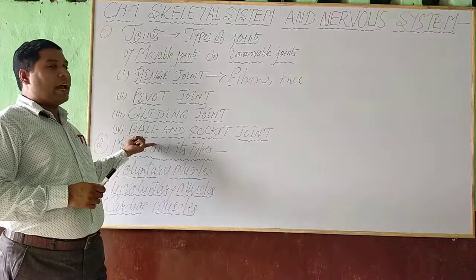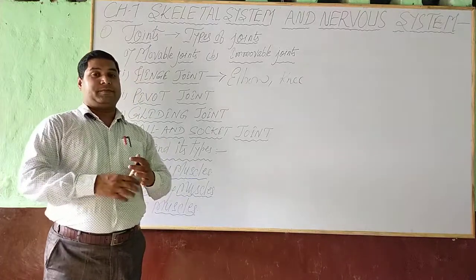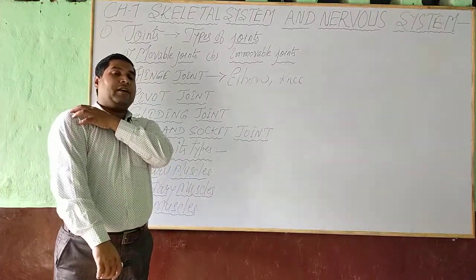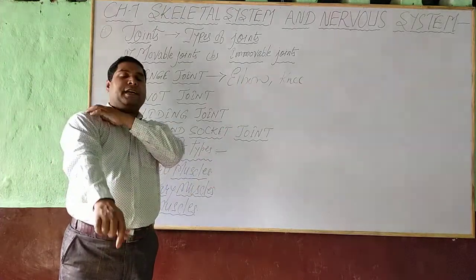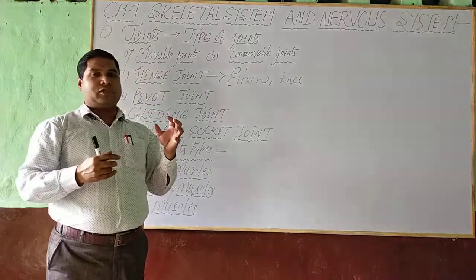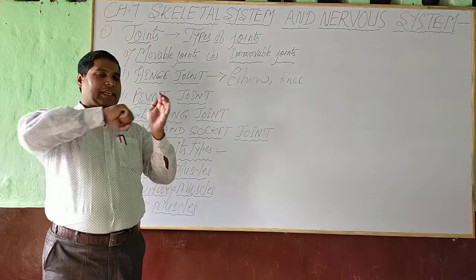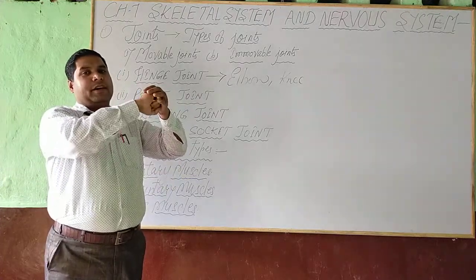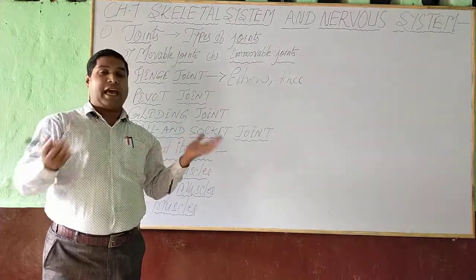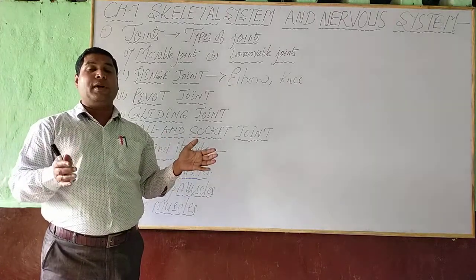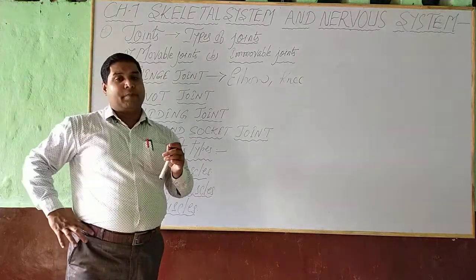Next is ball and socket joint. Dear student, ball and socket joint is present in our shoulder and hip. So what happens here, dear student? In the shoulder, it is a type of joint where there are two bones. One is like the socket and one is like the ball. They rotate this way. And the ball and socket joint moves in almost all directions. The type of joint is present in the shoulder and hip.